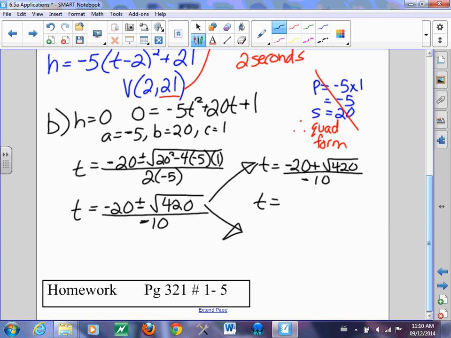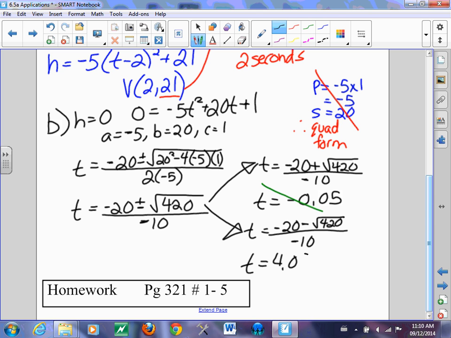Okay, so plug the first one in, ladies and gentlemen, and you will get an answer of negative 0.05. We know that's negative, so we are going to automatically cross it out. Okay, second one, ladies and gentlemen, is negative 20 minus root 420. Put equal sign and then divide by negative 10. And t equals 4.05.